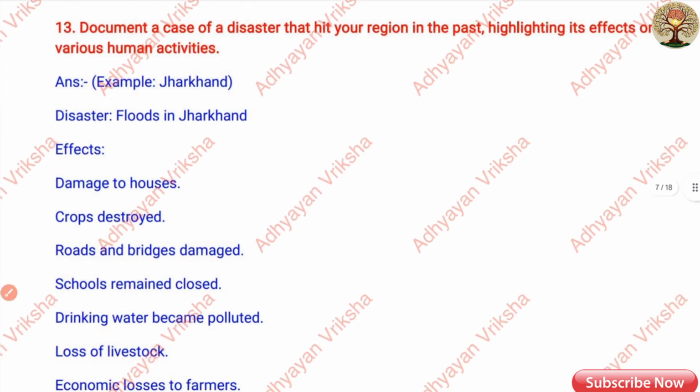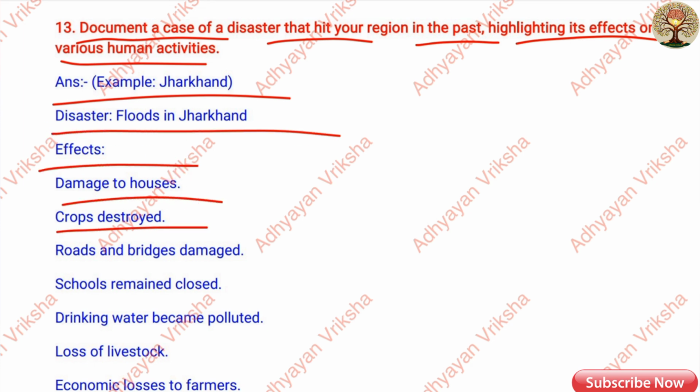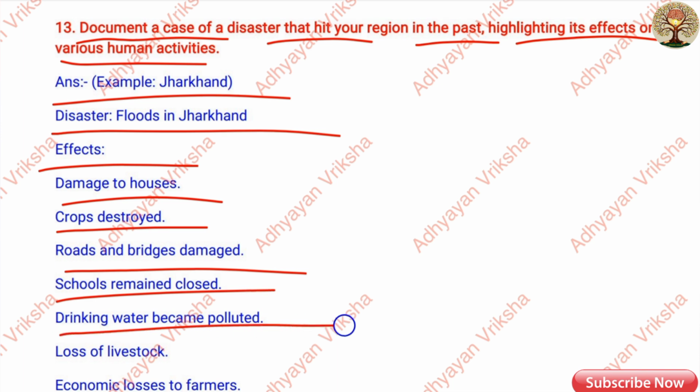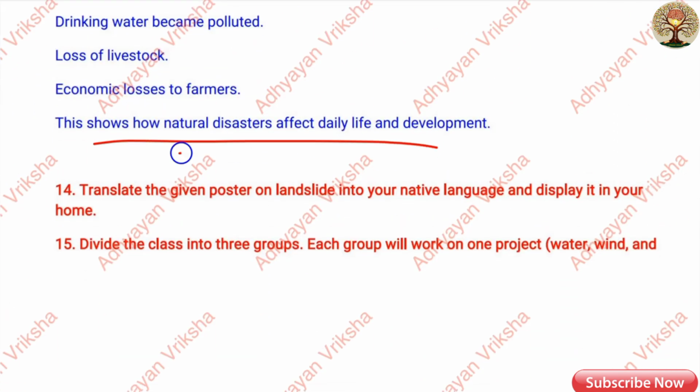Now question number 13, again the same type of question. Document a disaster that hit your region in the past, highlighting its link to various human activities. Again the same example from Jharkhand: floods in Jharkhand damaged houses, destroyed crops, damaged roads and bridges, closed schools, polluted drinking water, caused loss of livestock, and brought economic losses to the farmers. This shows how natural disasters affect daily life and development.